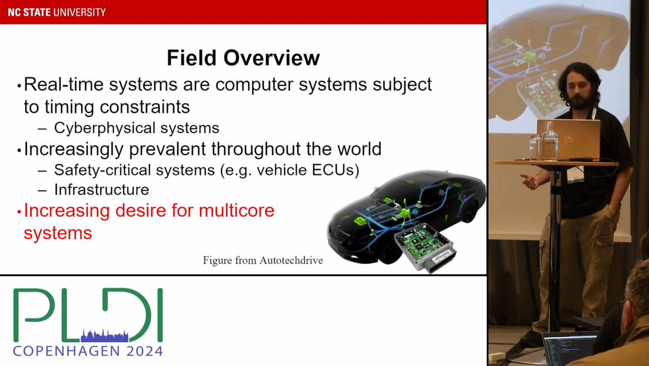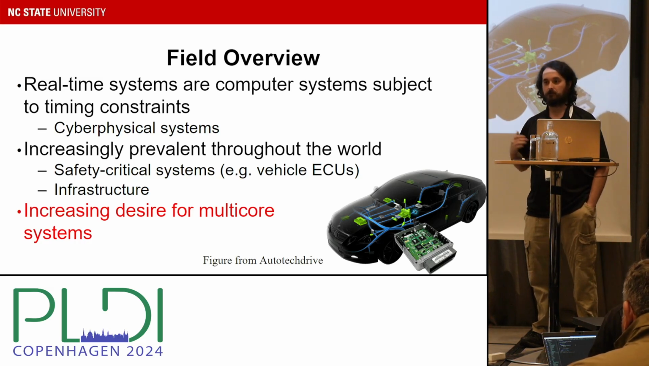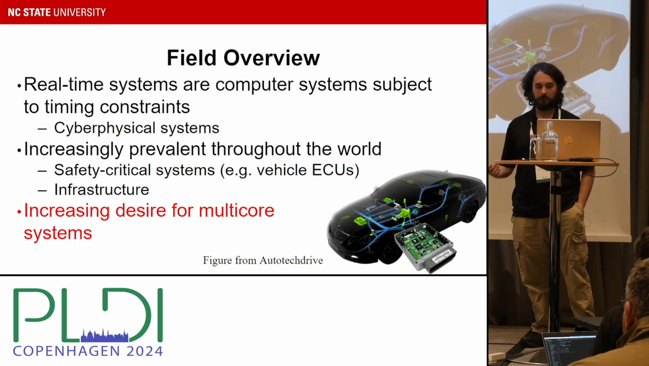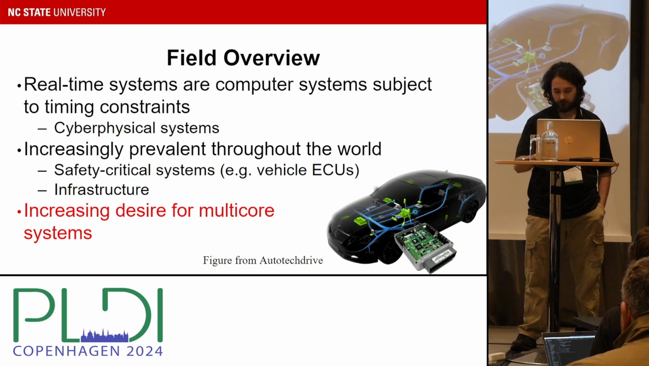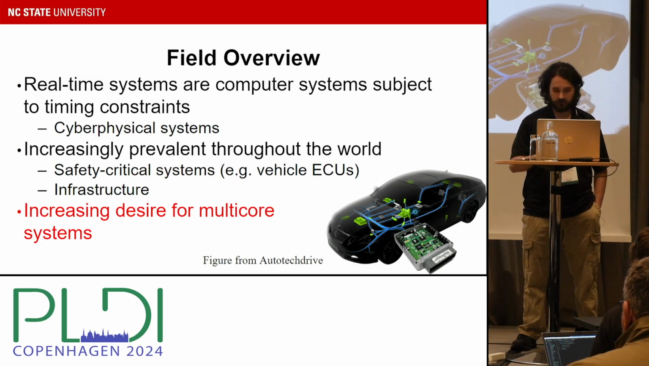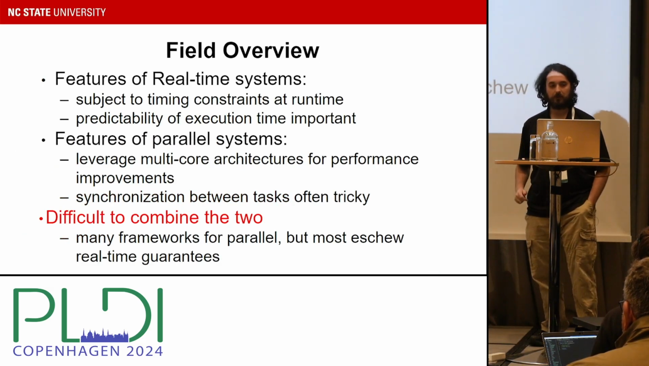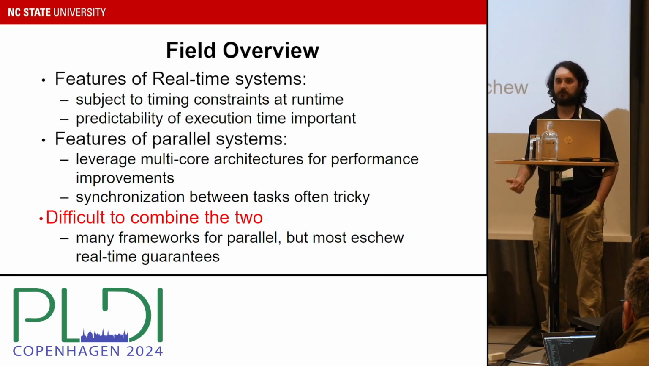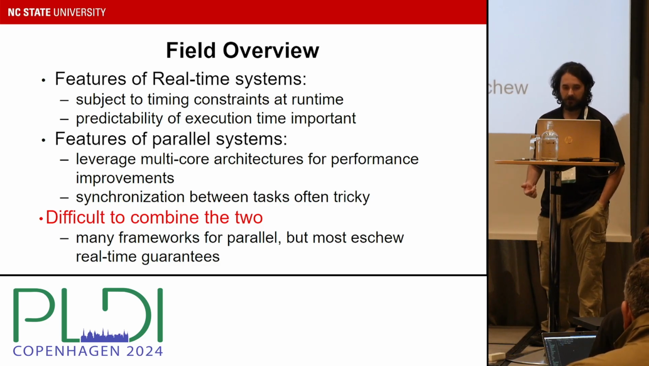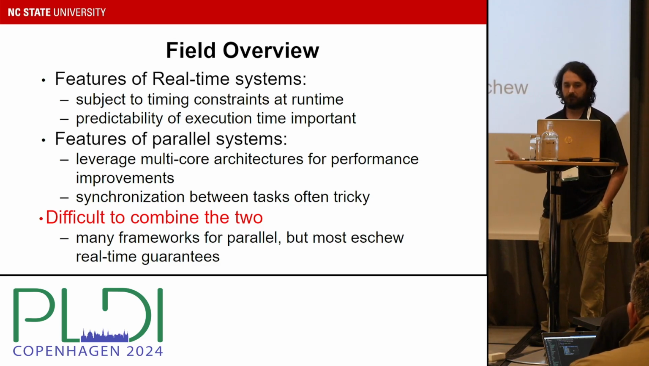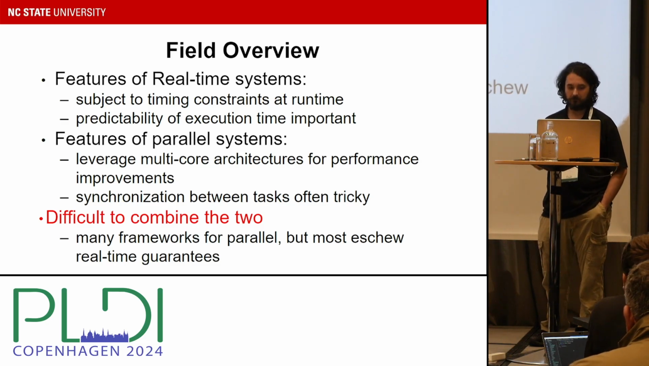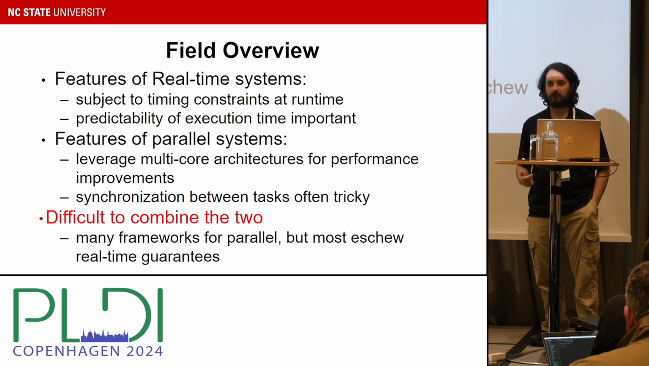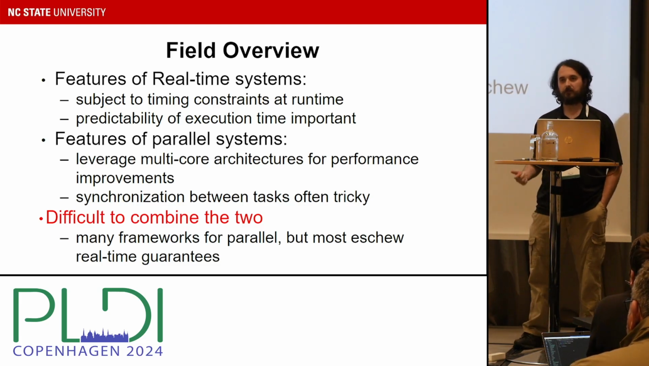With them being increasingly prevalent and an increasing desire to leverage multi-core systems for use in real-time systems, there's a use case for a real-time multi-core programming framework. Since they're subject to timing constraints at runtime and predictability of execution time, parallel systems obviously leverage multi-core architectures for performance improvements. There are difficulties in combining the two due to many existing frameworks for parallelism lacking certain real-time guarantees.